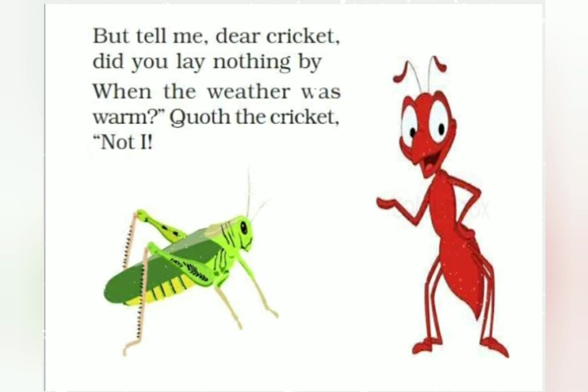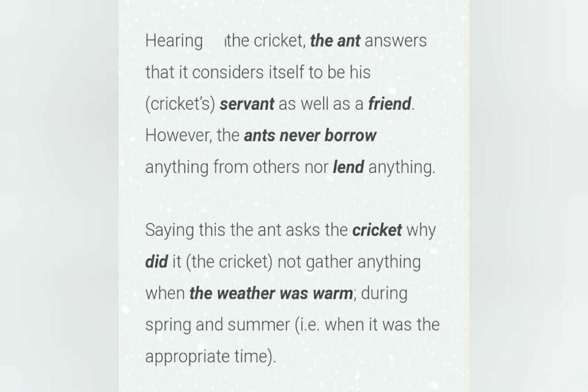Dear students, in this way you saw how the ant commented to the cricket and tried to teach him the lesson. As the ant heard the request of the cricket, the ant answers that it considers itself to be his servant as well as a friend. Means what the ant said? That listen, cricket, I am your servant and I am your friend too. However, the ants never borrow anything from others, nor lend anything. Means the ant indirectly told the cricket that the ant's nature is not to take things from others and even not to give things to others.